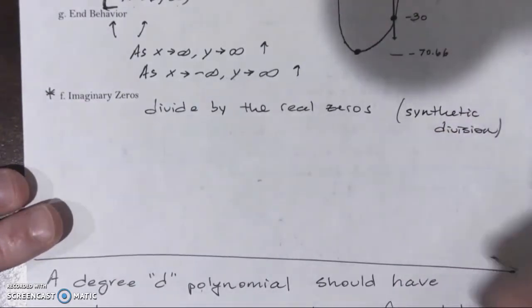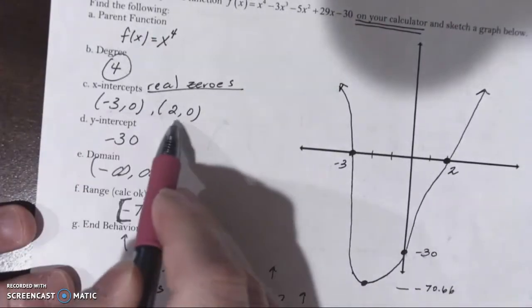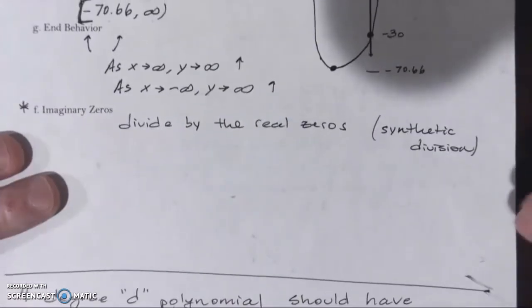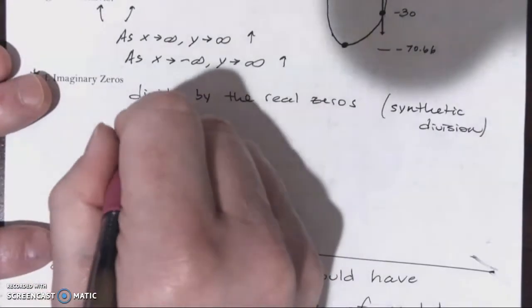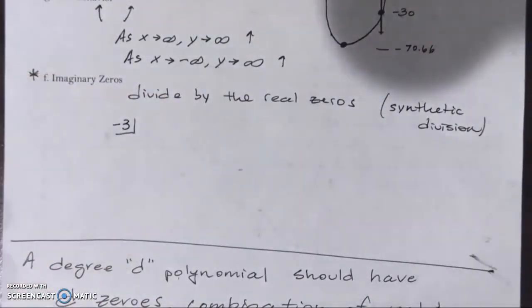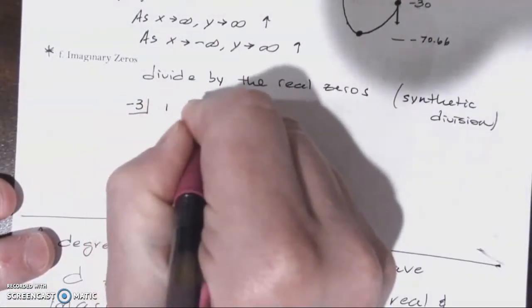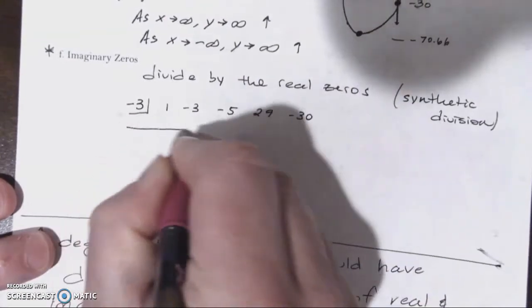Okay? So either you're using synthetic division with the values of negative 3 and 2, or you're using polynomial long division with the factors x plus 3 and x minus 2. Alright, so let's remind ourselves how to synthetic divide. I put that 0 in the box. I write out my coefficients of the polynomial: 1, negative 3, negative 5, 29, and negative 30.